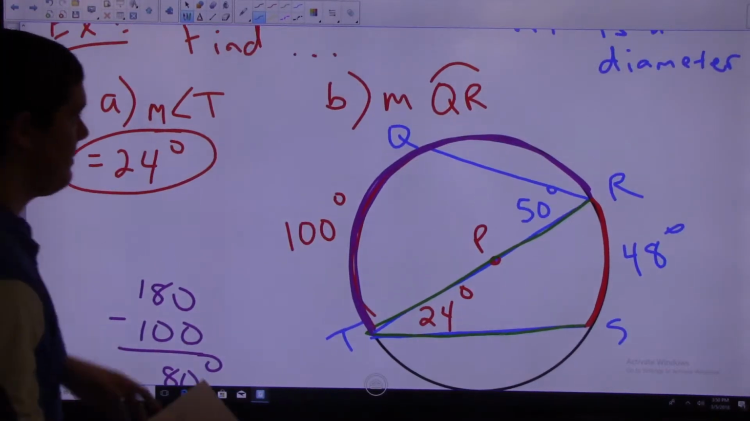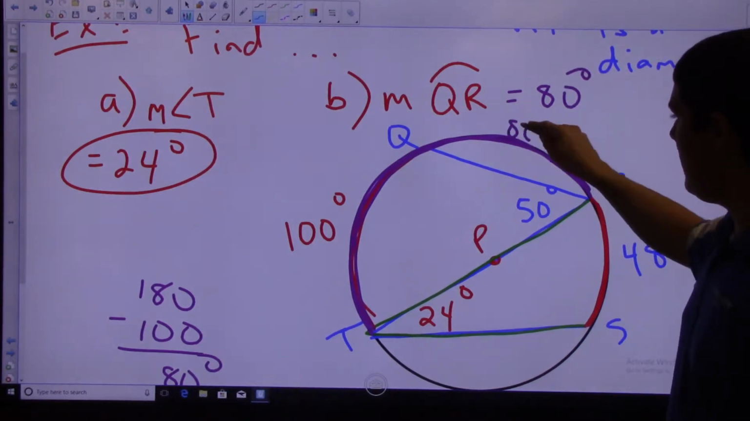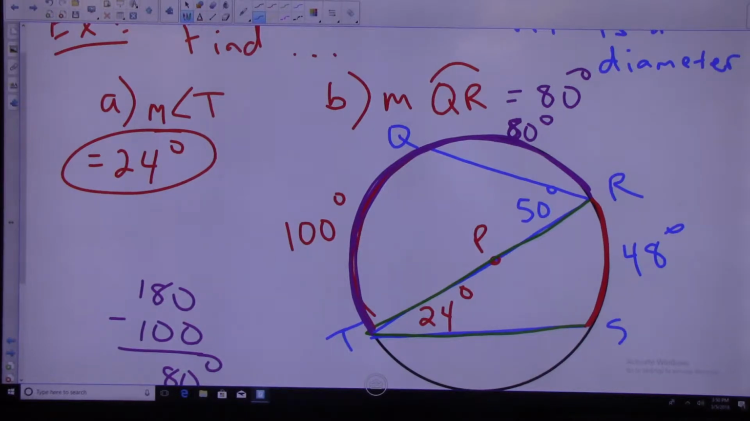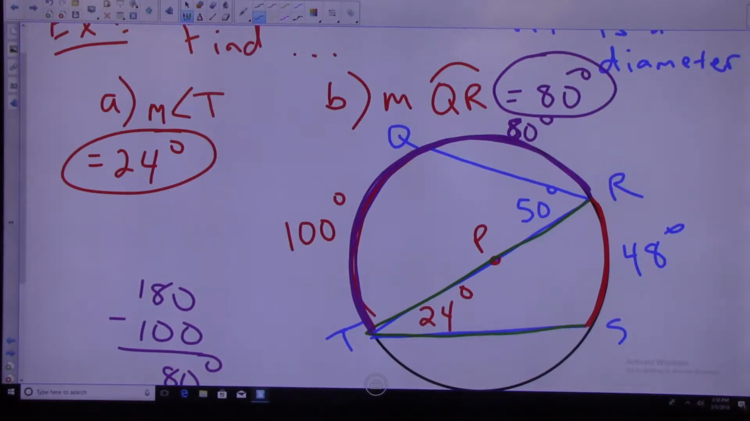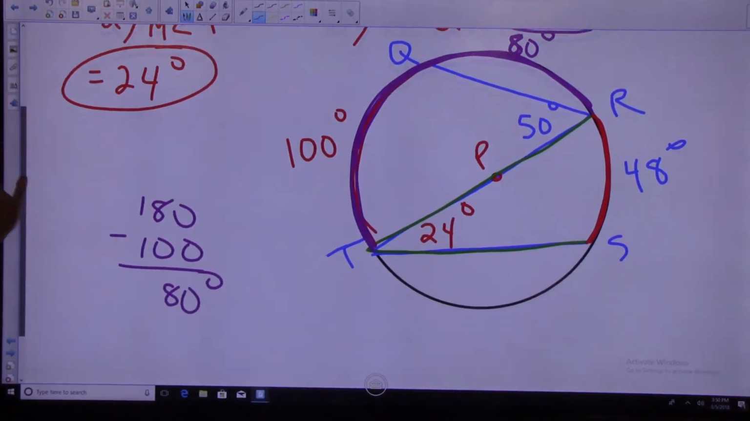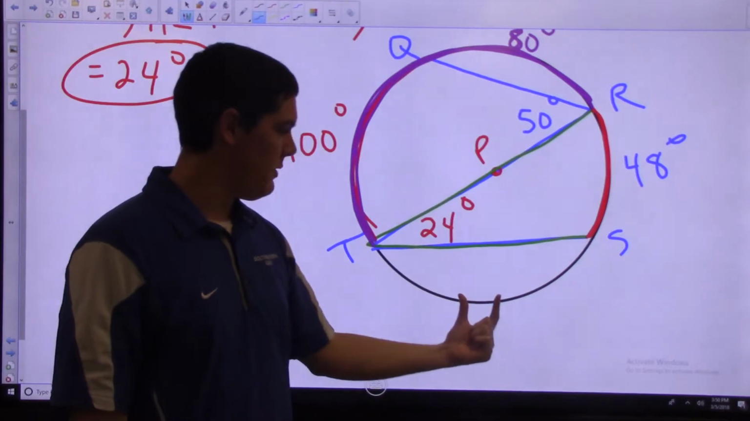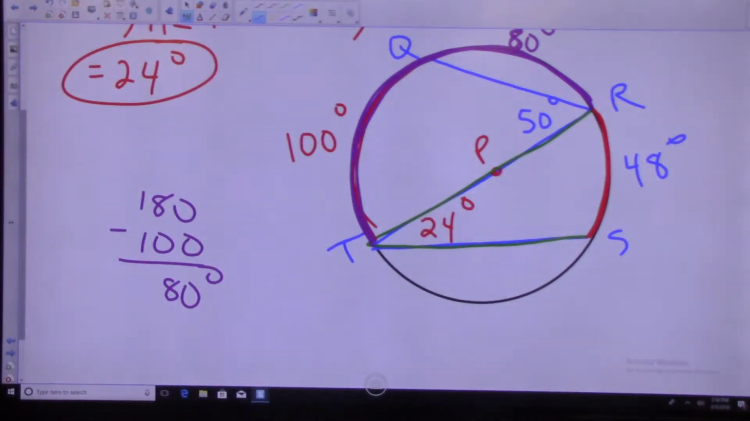So let me write this in. Arc QR is 80 degrees. So that right there is 80. It's supposed to be an 8. 80 degrees. Okay, so we're done, guys. That's our answer for QR. Hopefully that made sense. If it wanted us to find, let's say, TS, you do something similar. You take 180 minus 48, and that would give you this arc, TS. So there we go. That's one example of using the inscribed angle theorem.